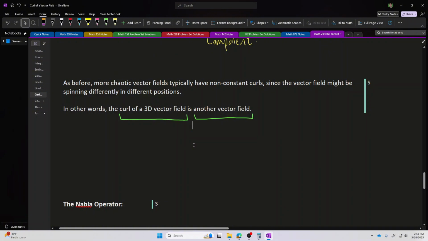2D curl is just a single scalar because there's only really one direction of swirling that you're dealing with. Whereas the curl of a 3D vector field is another vector field because there are several different directions in which you can swirl.